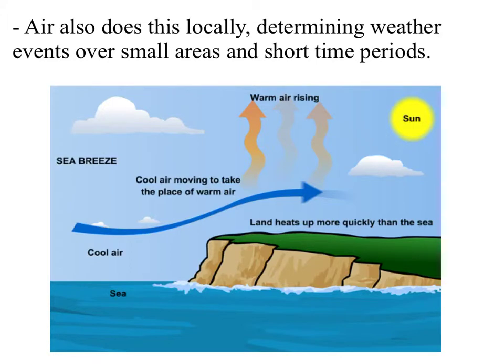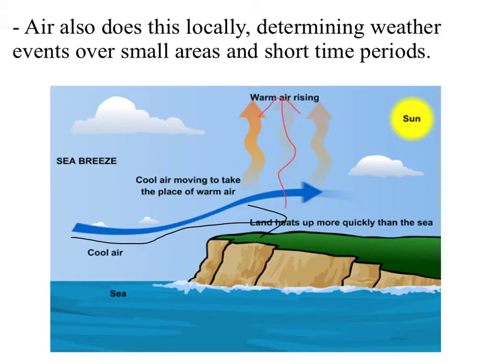On the other hand, air also does this locally in ways that can go against the prevailing wind pattern of a general area. For instance, on this little graphic here, you have the air over the sea being pretty cool and dense and rushing into the low pressure zone created when air over land got hot, expanded, and rose up.